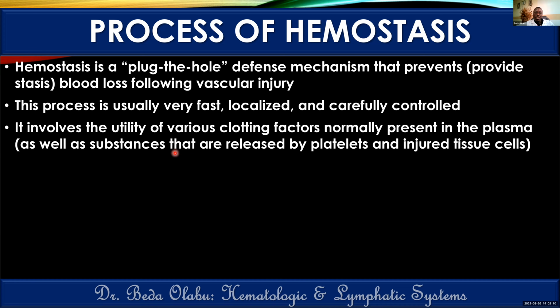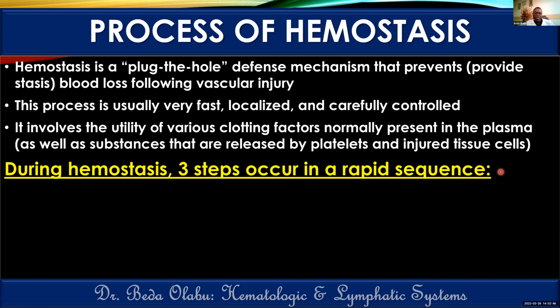The process of hemostasis will involve the utility of a number of factors which are usually present in the blood. We call them clotting factors. Most of these clotting factors are produced by the liver as well, but we may also have other sources. Some of the factors which help in clotting are also produced by the platelets as well as the tissues which have been injured.